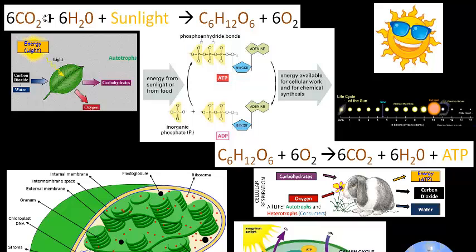The chemical equation for photosynthesis is this, and here's the chemical equation for cellular respiration. You can see they're complementary, where the products of one become the reactants of the other. And the only thing that changes is sunlight goes in and ATP comes out. And that is the power of the sun.